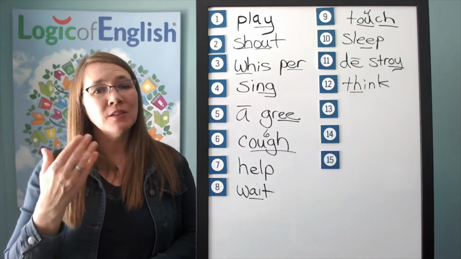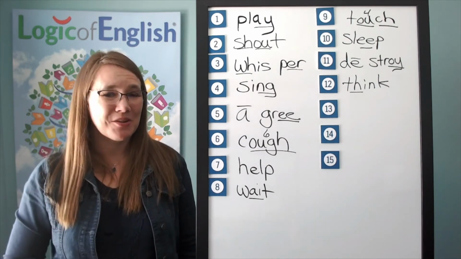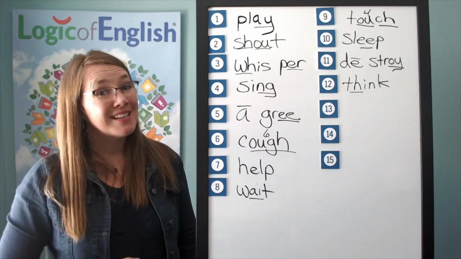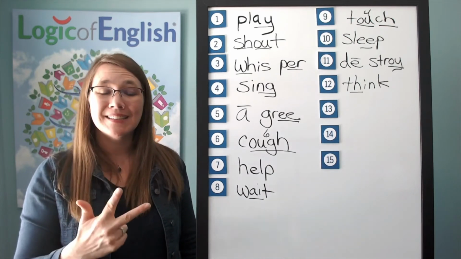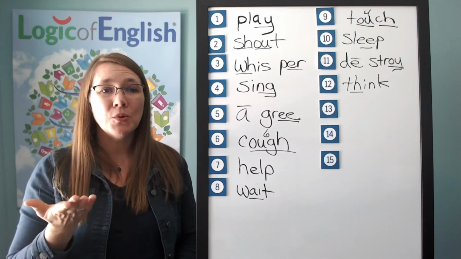What will we say to spell? O, pen. Let's sound it out. The first syllable is O. Second syllable is pen. P-E-N. Go ahead and write O, pen.